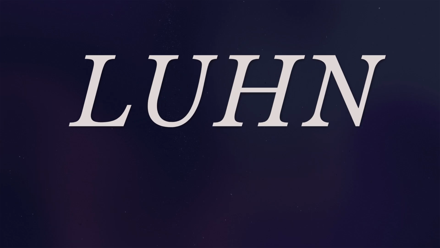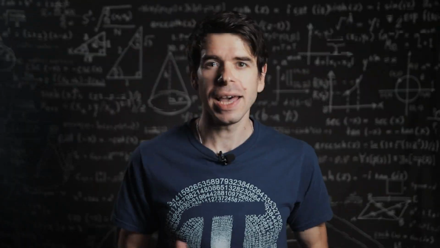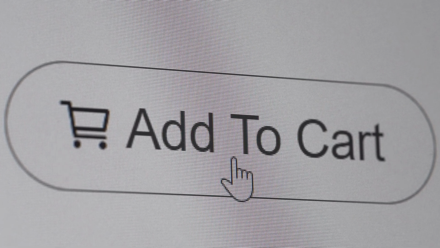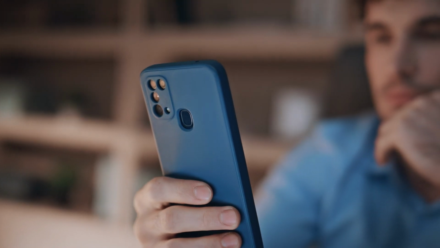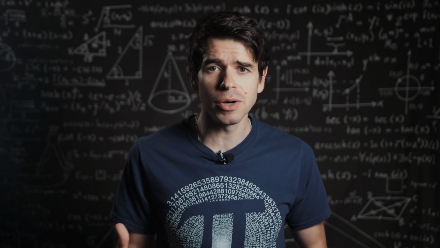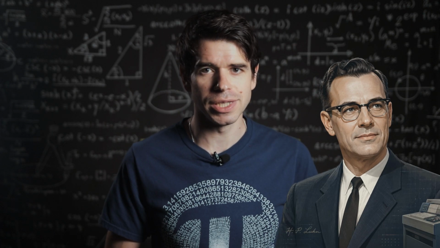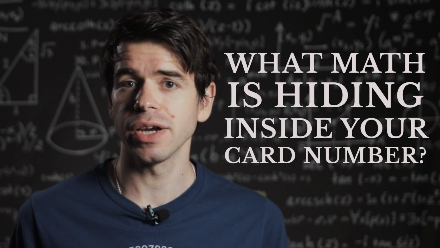The math is called the Luhn Algorithm. That algorithm now runs on almost every checkout page, almost every card terminal, every SIM card and every mobile phone identifier. And likely you've never even heard about its creator, who by the way also created a mechanical cocktail recipe machine. So what math is hiding inside your card number?